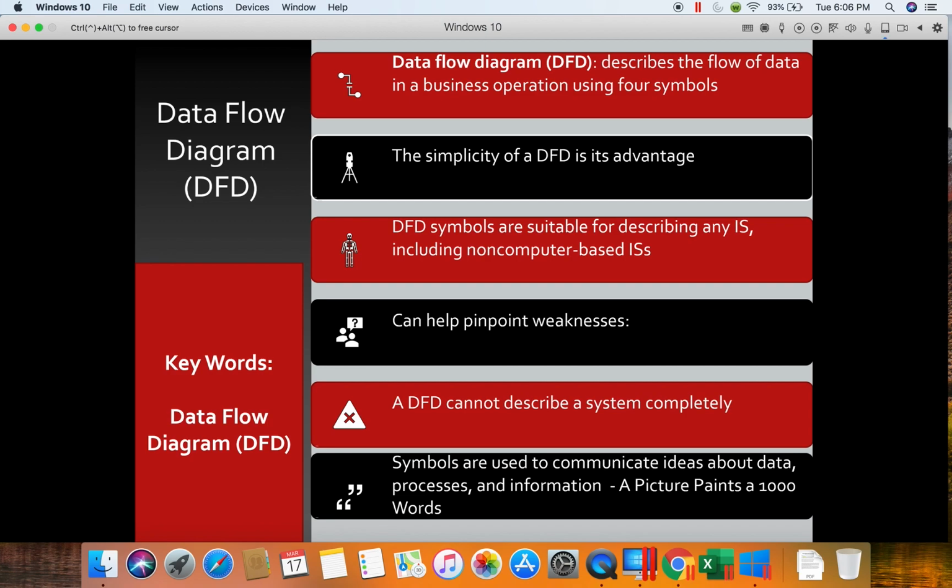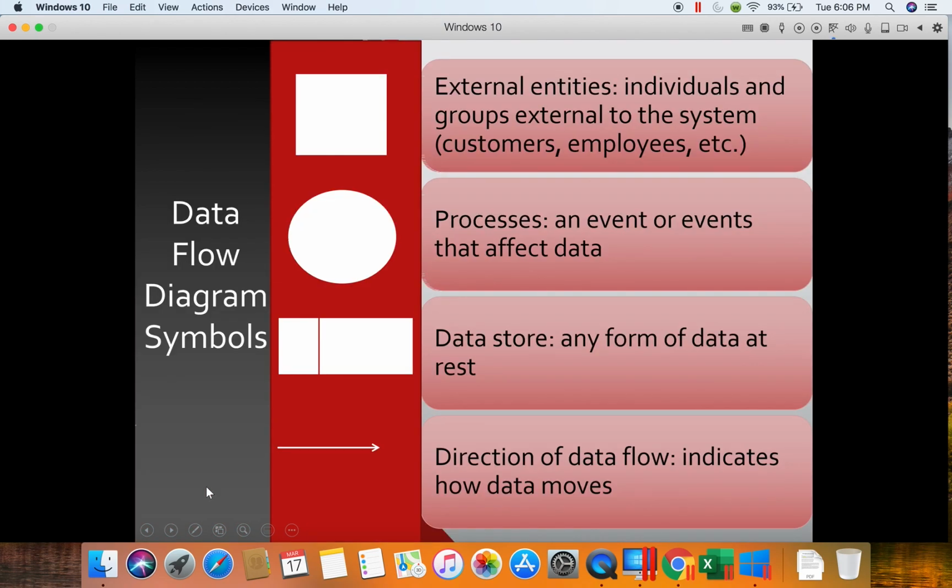The 4 symbols that we work with are external entities, and these are individuals or groups that are either inside or outside the company but external to the system itself. So it could be employees, customers, departments, vendors. Then circles are processes. These are events that take place and change our data in some way, shape, or form.